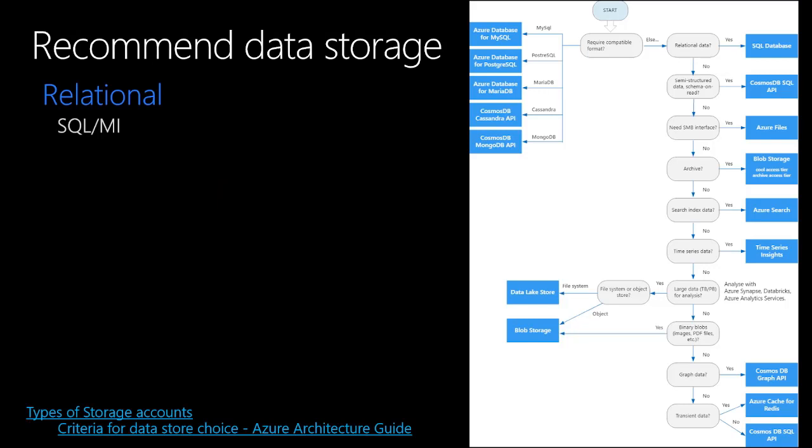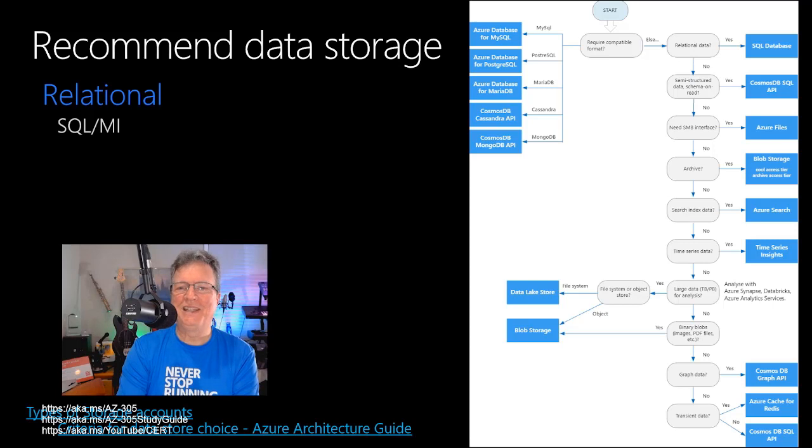In this section, we want to review the options and considerations so that, as an Azure architect, you can recommend a data storage solution from all the options you see on this eye chart. We'll break these down categorically into these 3 types of data: 1, relational data. 2, semi-structured data. 3, non-relational data.